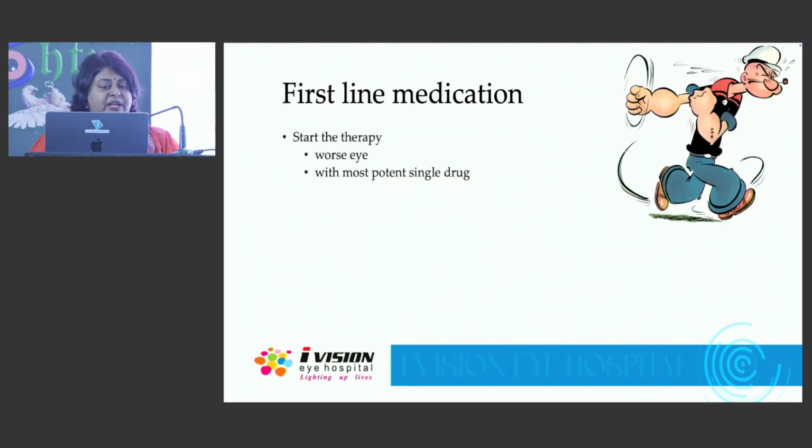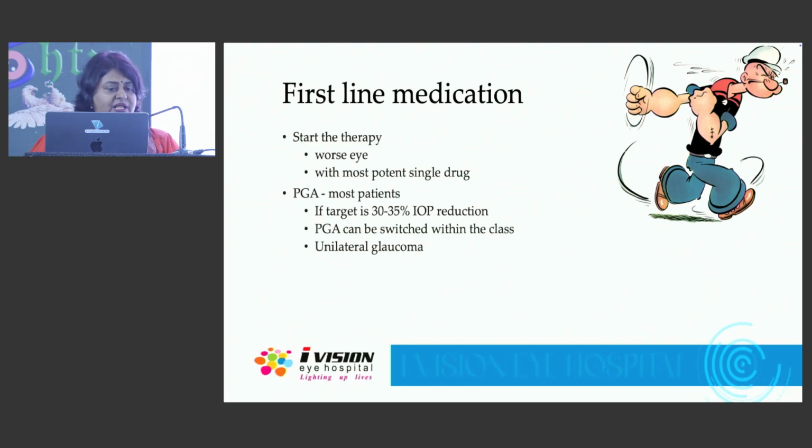For the first line medication, we usually start with the most potent single drug. The first hit has to be the hardest hit. PGA is the most preferred in most of the patients. If the target is 30 to 35% IOP reduction, PGA is the choice, and the importance is that we can switch between the class of PGA. If the patient is not responding to travoprost, he might respond to bimatoprost or latanoprost.